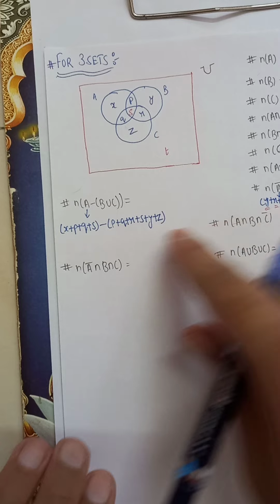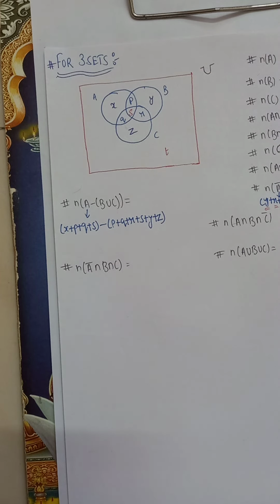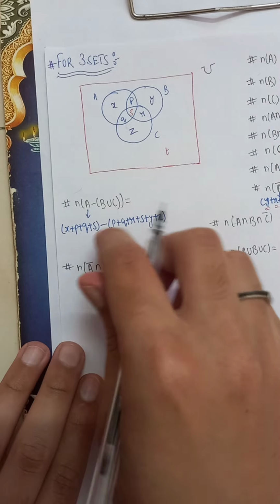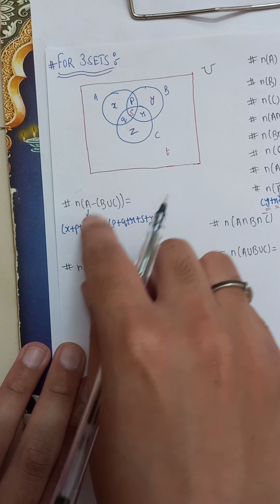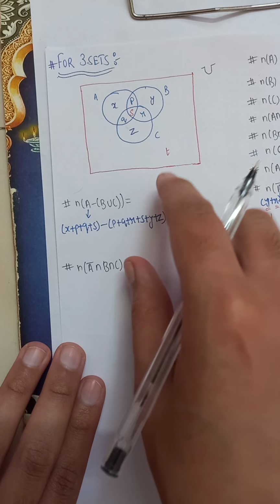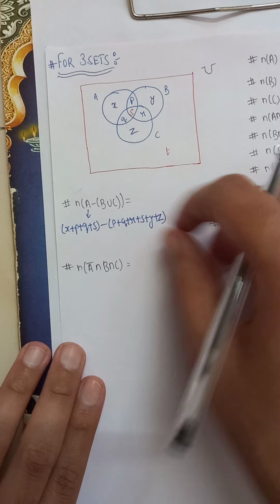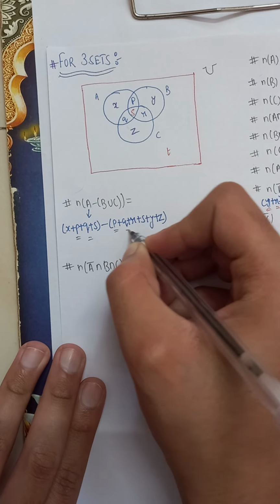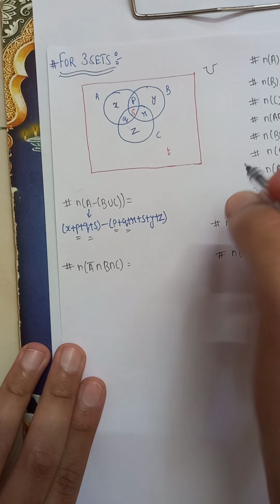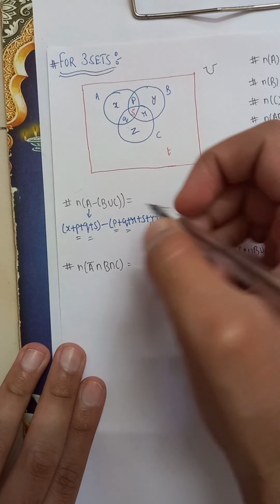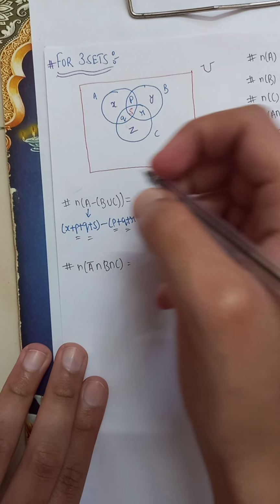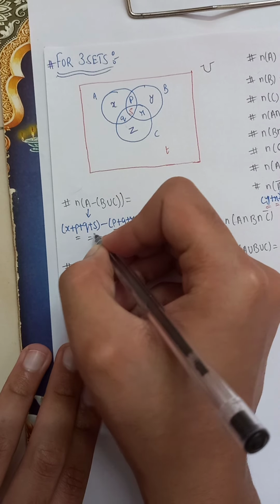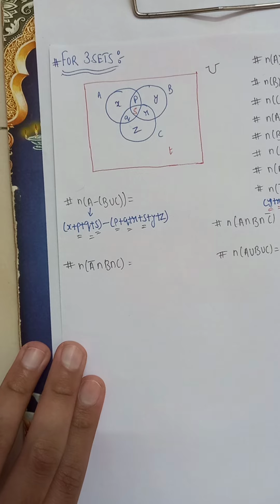These are the common elements, so now you need to subtract. I already told you how to subtract: you need to remove the common elements which are present in both A and B union C from set A. What is common here? P is common, Q is also common, and even S is also common. So what is the answer?